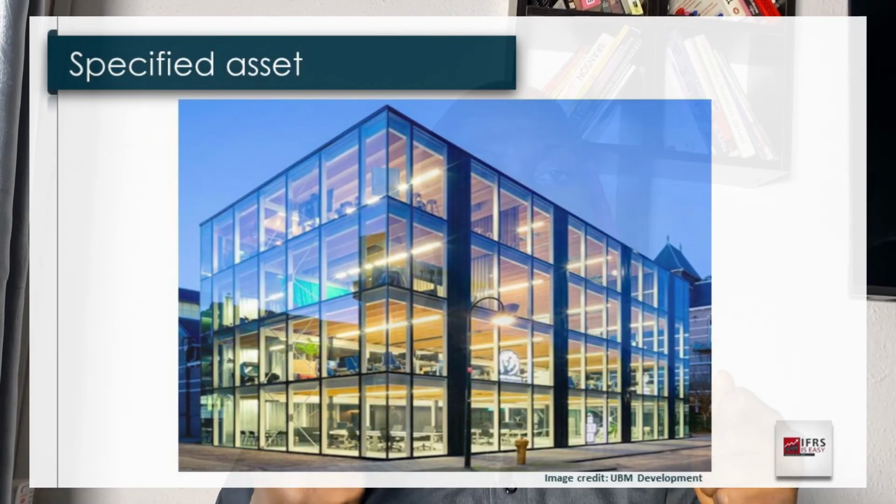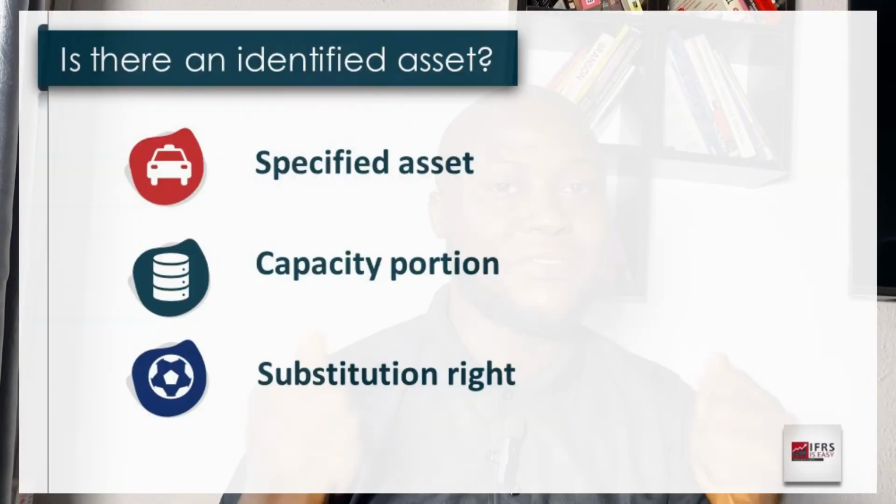So if it is a building or it is a land, it has to be specified. The square meters, the floor number, everything that relates to the building that makes it identifiable has to be clearly stated in the contract. So the first question is: is there a specified asset? Now, another question you might want to ask is, what is the capacity portion?